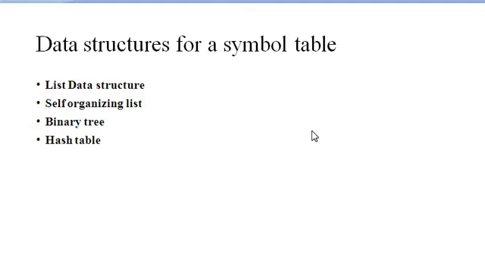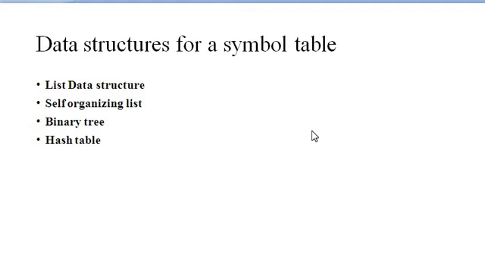The binary tree structure is basically a binary search tree in which the value of the left node is always less than the value of its parent node or root node. Similarly, the value of the right node is always greater than the parent node or root node.